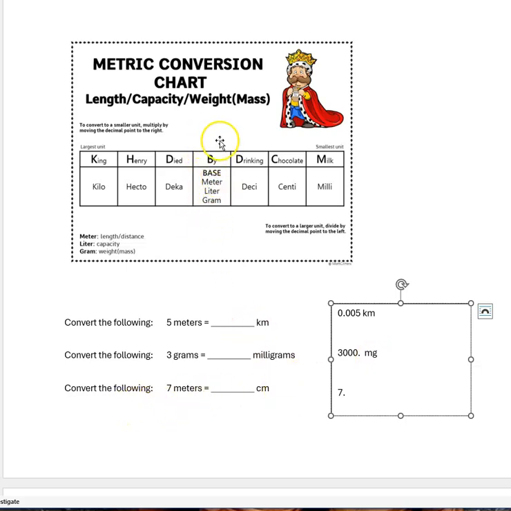Now I'm doing 7 meters to centimeters. I'm right here in the middle at the base unit. I'll do 1, 2 jumps to the right. And that one I can visually see pretty well. I'll put the decimal at the end. And feel free to put that decimal at the end. If you're doing multiple choice, I'm sure you'll know the difference between 700 point and 700.